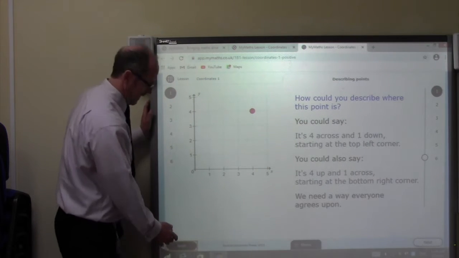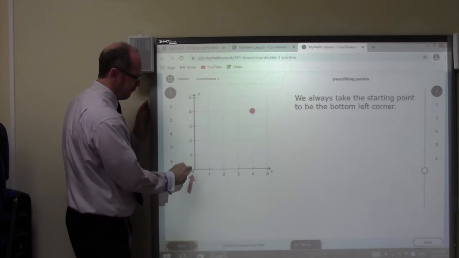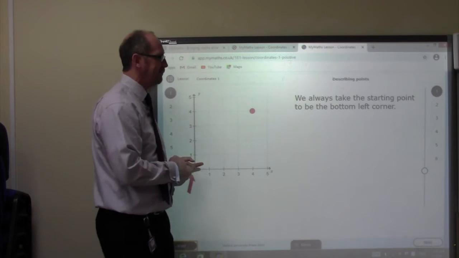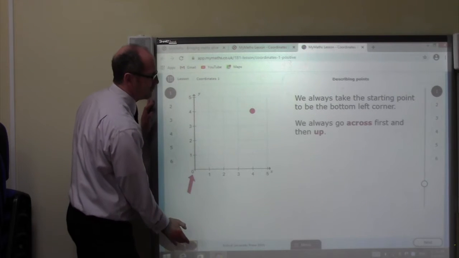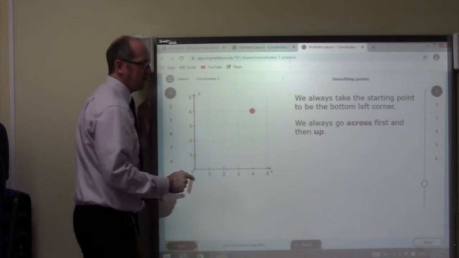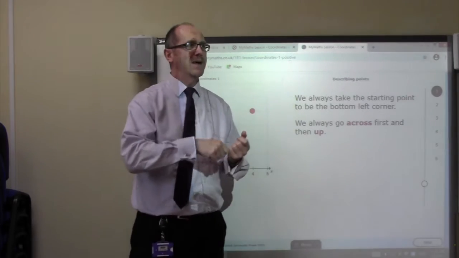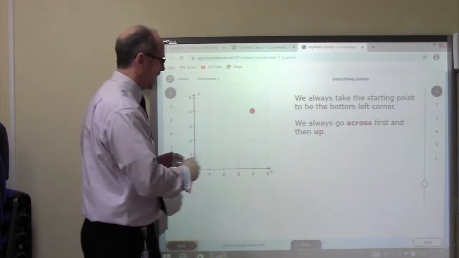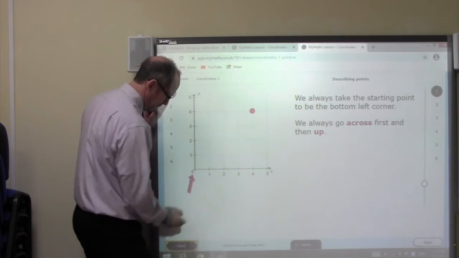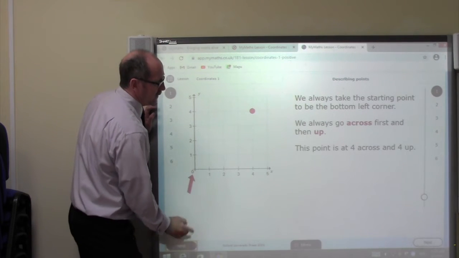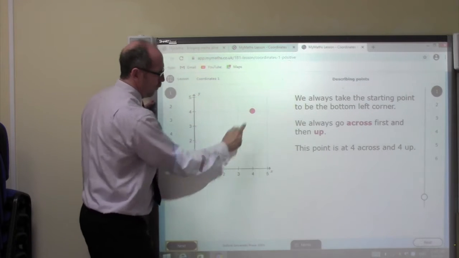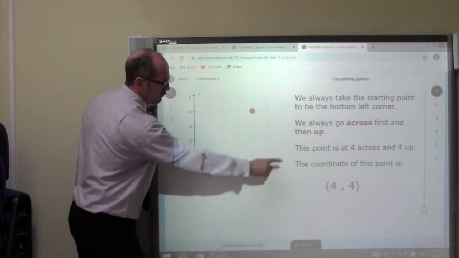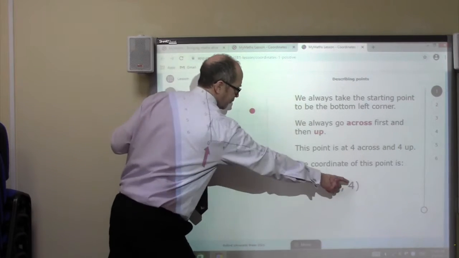And we need a way, if everyone agrees, and this is agreed now, we always start at this corner here. This is always the starting point. And you always go across first and then up. If you can remember, along the corridor, up the stairs. So you do along first and then up. So this point is 4 across and 4 up. And that's how you write the coordinate, 4 across, 4 up.